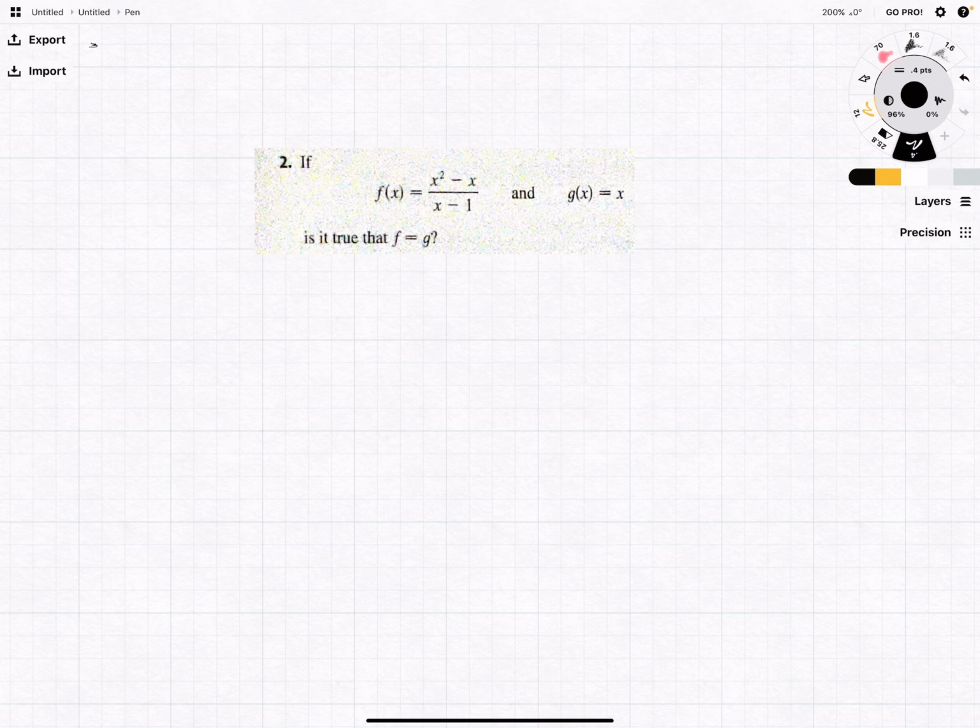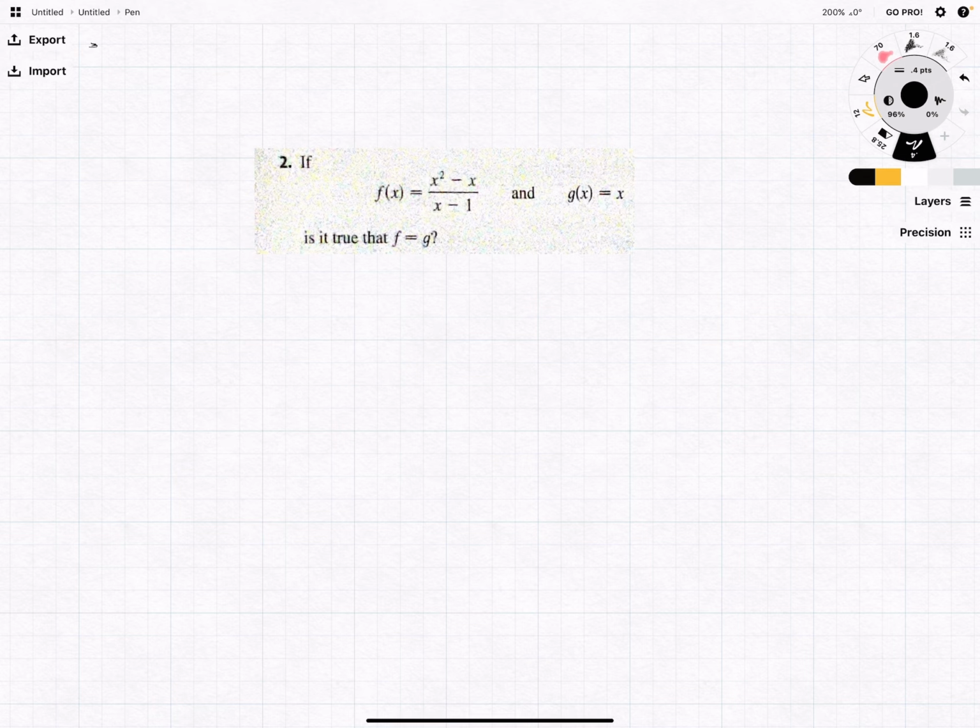We have Stewart, 8th edition calculus. This is chapter 1, section 1, problem 2. It's the same style as problem 1, but a little bit trickier. So it says if f of x equals x squared minus x all over x minus 1, and g of x equals x, is it true then that f equals g?